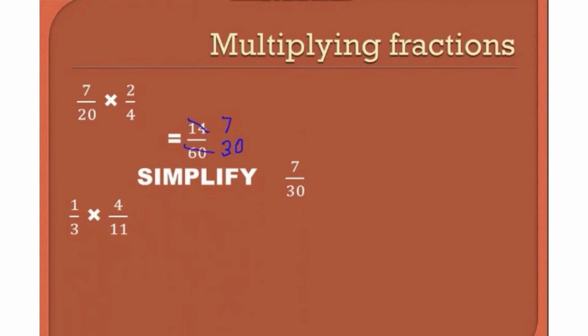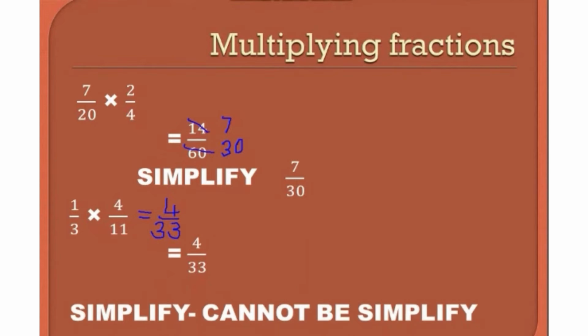1 over 3 times 4 over 11. 1 times 4 is equal to 4 and 3 times 11 is equal to 33. This cannot be simplified any further.